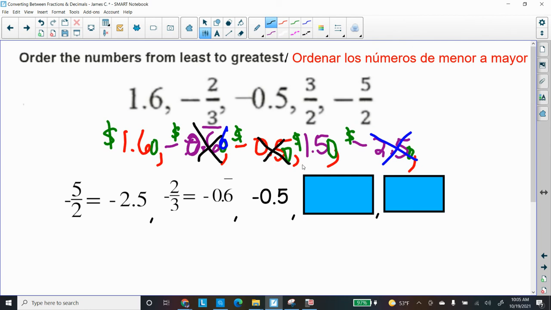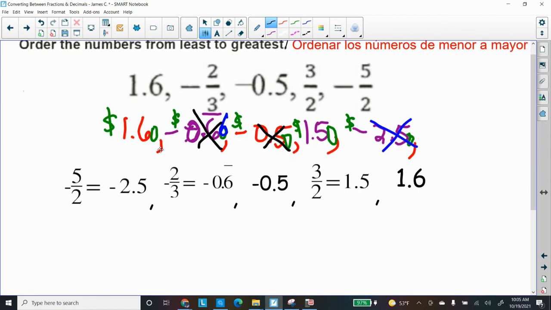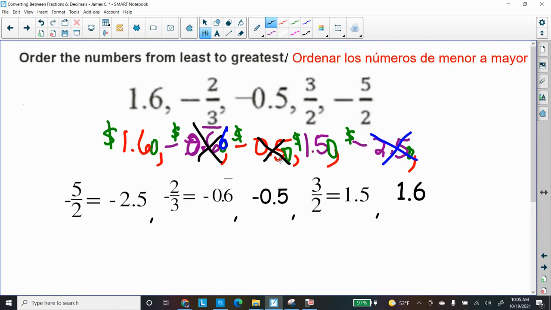And we got two more. So we got $1.60 and $1.50. Well, $1.60 is the most money you can have. So I'm going to put $1.60 at the end and $1.50 right before that, which was the 3/2. So now we got them in order from least to greatest. So what you got to do, remember, in order to order from least to greatest, you need to make sure you have the same type of decimals that we're talking about. And I always use two places because we're talking money when we're talking decimals.